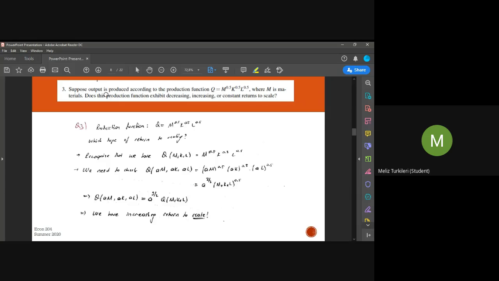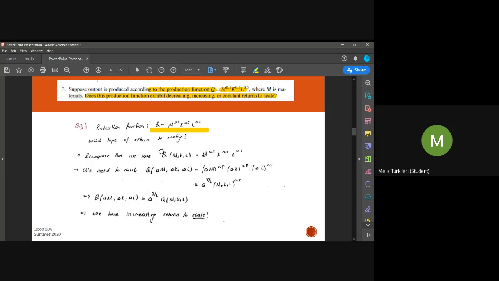Suppose output is produced according to a production function. We again have a production function. We have three different input levels. We have materials, capital, and labor. And it asks us, does this production function exhibit decreasing, increasing, or constant return to scale?